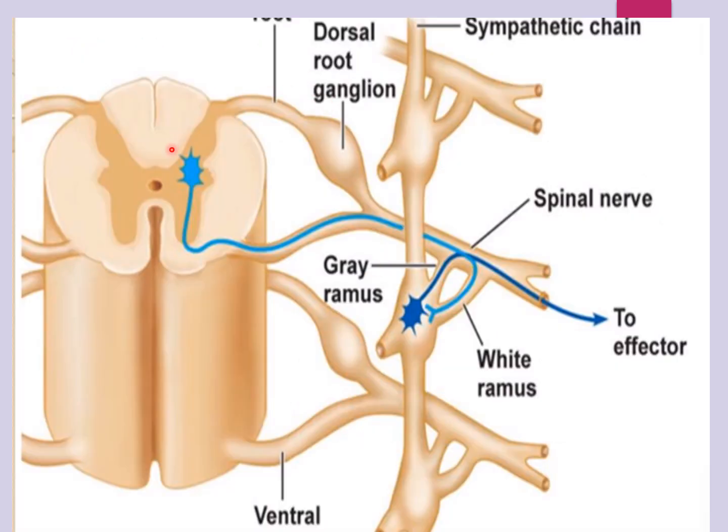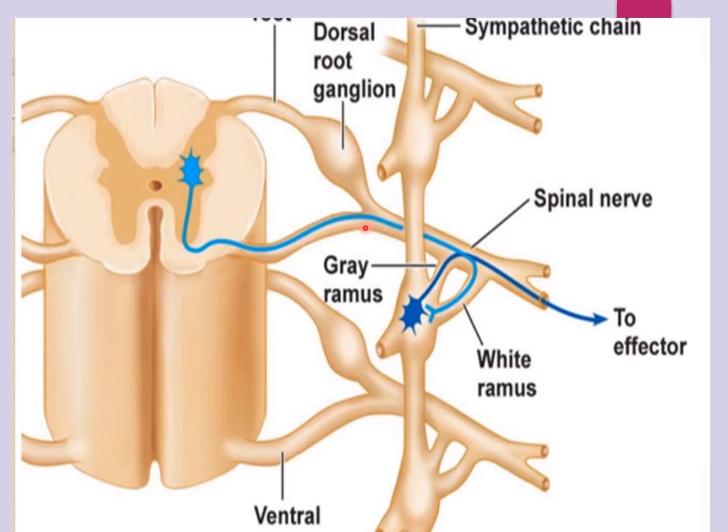So dear students, in this picture we can make out the cell bodies of the sympathetic ganglion are located in the intermediolateral gray column of the spinal cord in the spinal segments of T1 to L2 or L3. Now their axons leave the spinal cord through the anterior nerve root to enter the corresponding spinal nerve.